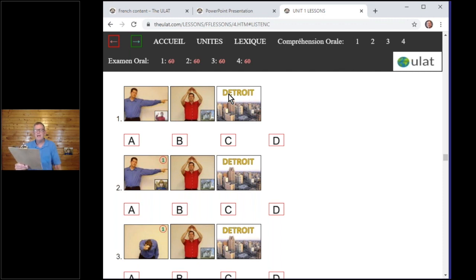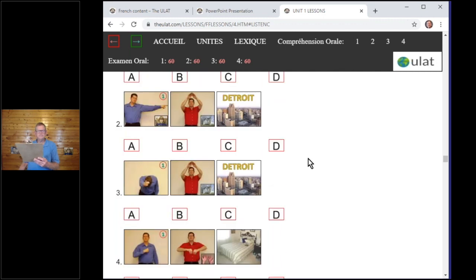Again, I'll say it. Elle habite à Détroit. B. Elle habitait à Détroit. C. Il habite à Détroit. D. Il habitait à Détroit. Numéro 2. Elle habitait à Détroit. Elle habite à Détroit. Elle habitait à Détroit. Tu habites à Détroit.